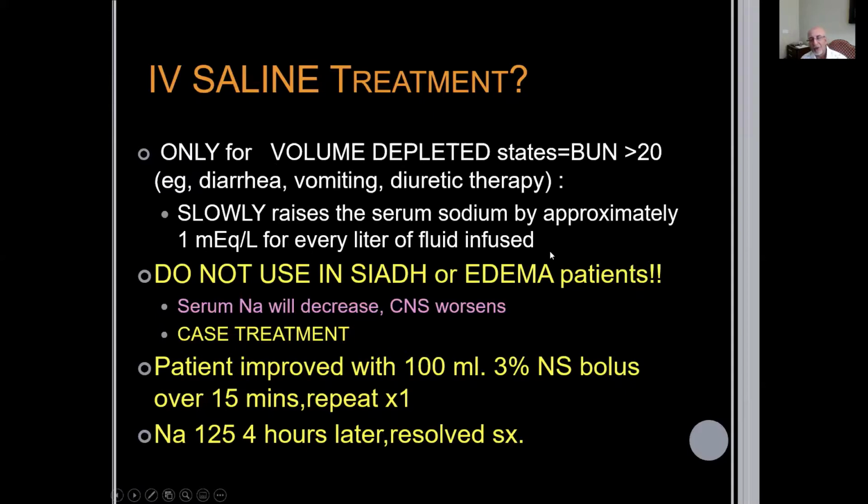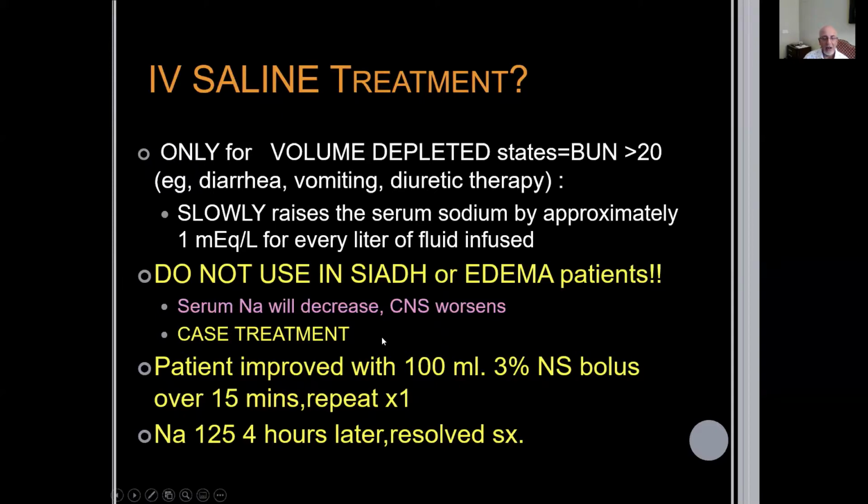If the patient's serum sodium drops with IV saline, then most likely you're dealing with SIADH, and again, I would caution against the use of saline in the clinical context of SIADH. If you infuse normal saline in the presence of SIADH or in patients with edema, the serum sodium will decrease and the patient's CNS symptoms will worsen.